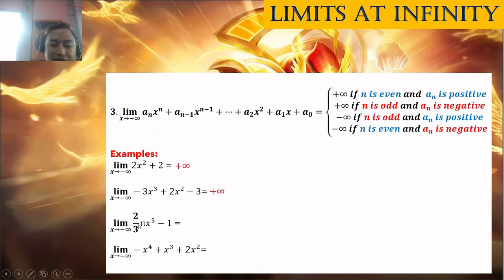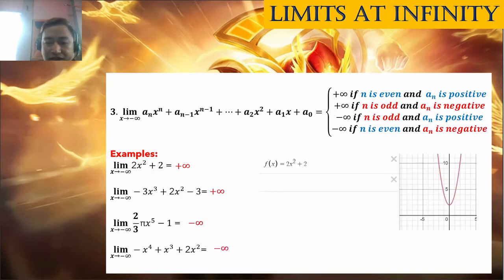Okay, next, this is positive. Our an is positive but our n is odd. Okay, this is the third case. The answer is negative infinity. And for the last case, this is negative. The an is negative, then n is even. Okay, this is the last case. So negative infinity also is the answer. Okay, let us see their graphs.